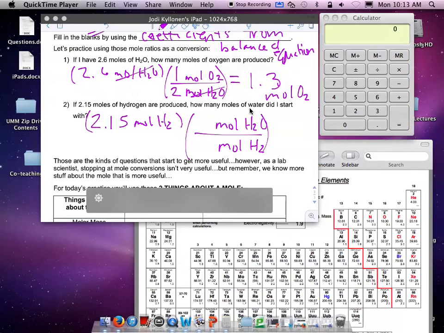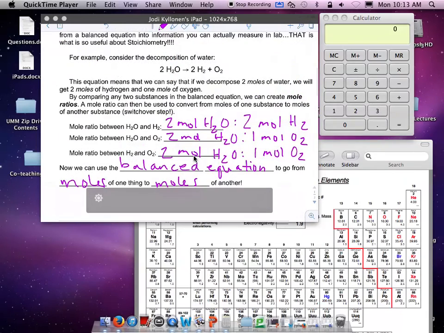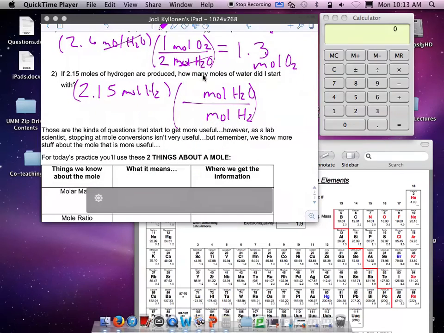I fill in the ratio between these two just by looking back up at that balanced equation. So let's go back up there. 2 moles of water, 2 moles of hydrogen. Okay, so let's fill that in. 2 moles of water, 2 moles of hydrogen. Moles of hydrogen goes away. I'm ready to solve it because it's asking for moles of water.